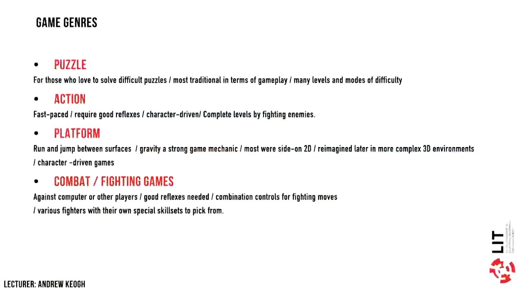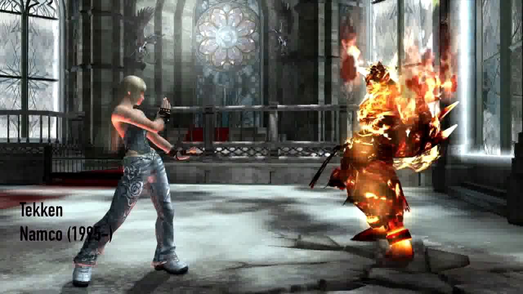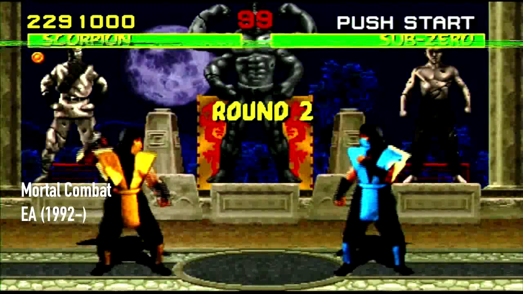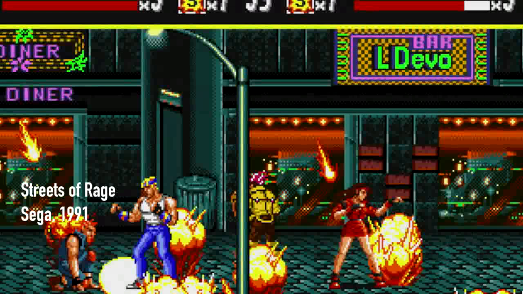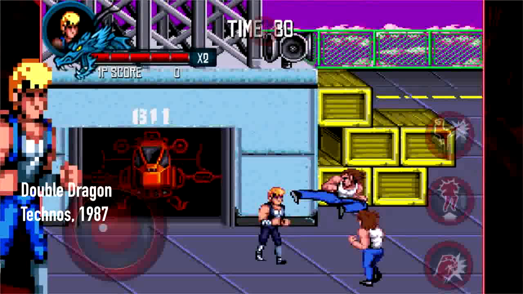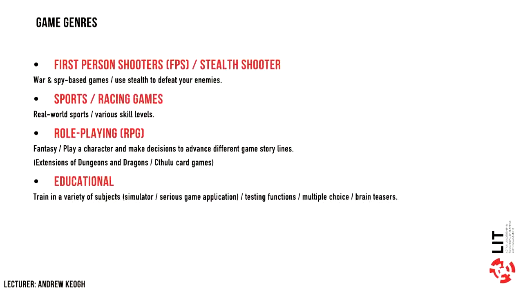Combat fighting games, again, I suppose more the traditional, coming from an arcade setting. Games like Street Fighter, Tekken, Mortal Kombat, Streets of Rage, Double Dragon, where you would be in either a one-on-one environment, or one versus the computer, where you'd have a selection of characters to pick from who'd all have their own special skills or disciplines. And likewise, going into fighting games like Streets of Rage, where it'd be that side-scrolling aspect and fighting through space from left to right. So like a platform game with fighting components in it.